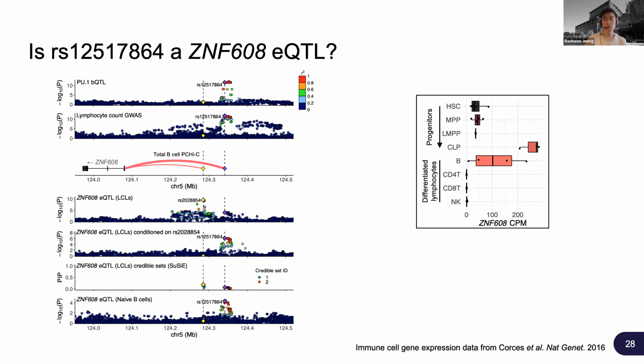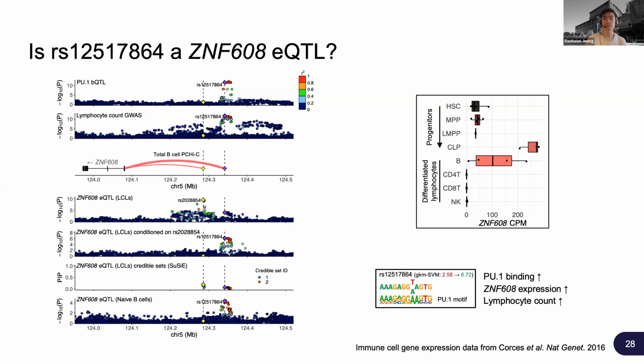Furthermore, throughout lymphocyte development, ZNF608 is highly expressed in common lymphoid progenitors and B cells, suggesting that this gene has a role in B cell differentiation. Therefore, I hypothesize that the lymphocyte count association in this locus is likely driven by a PU1 motif-altering variant that increases ZNF608 expression during B cell differentiation.